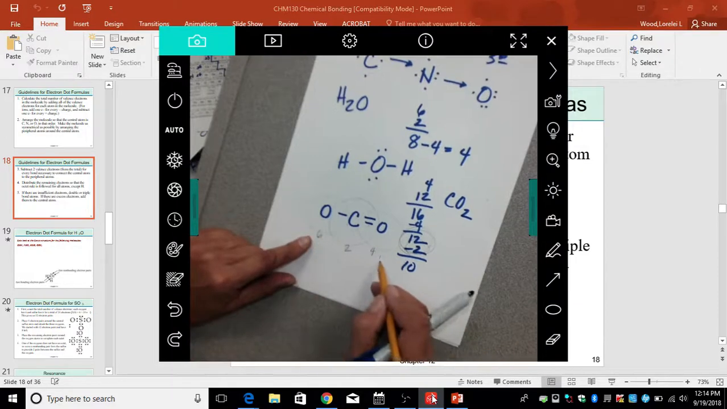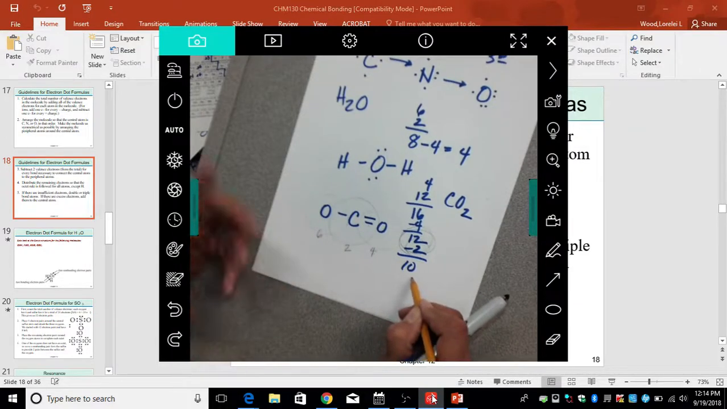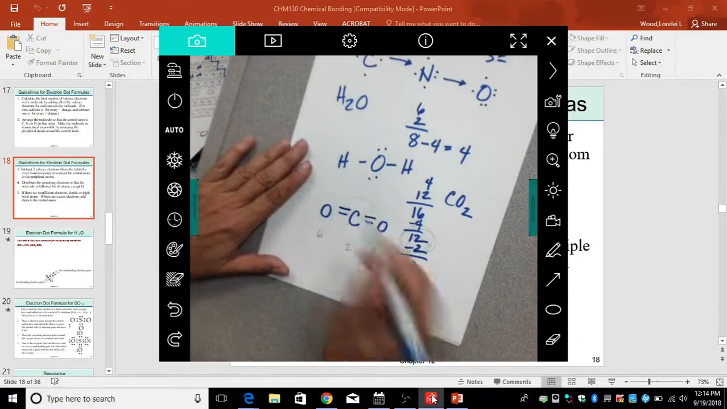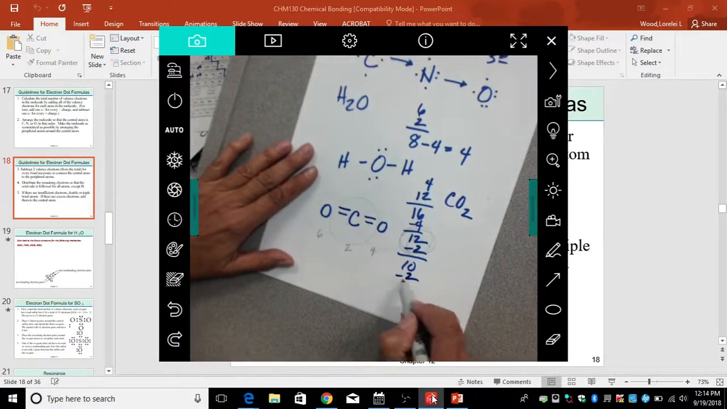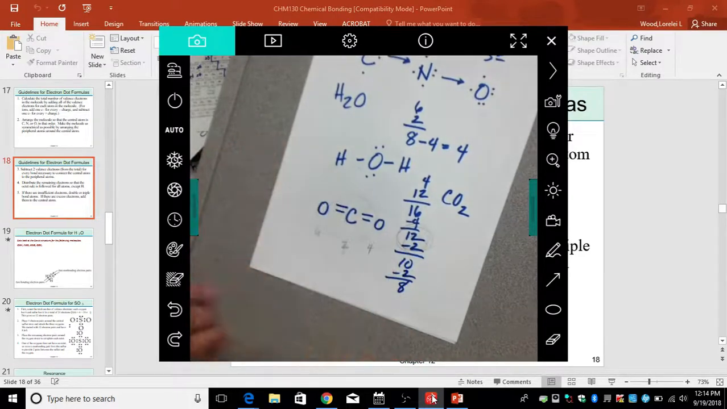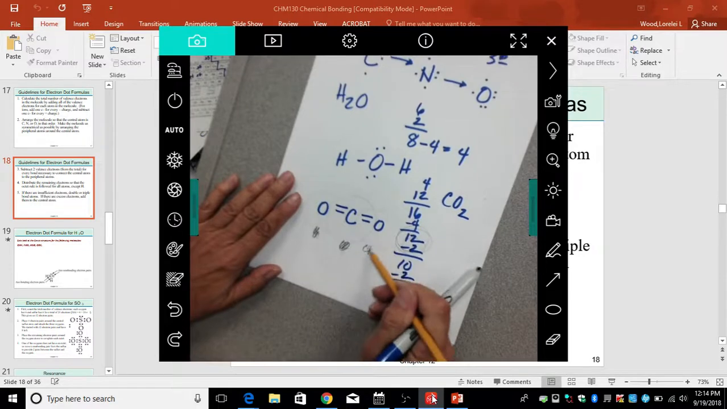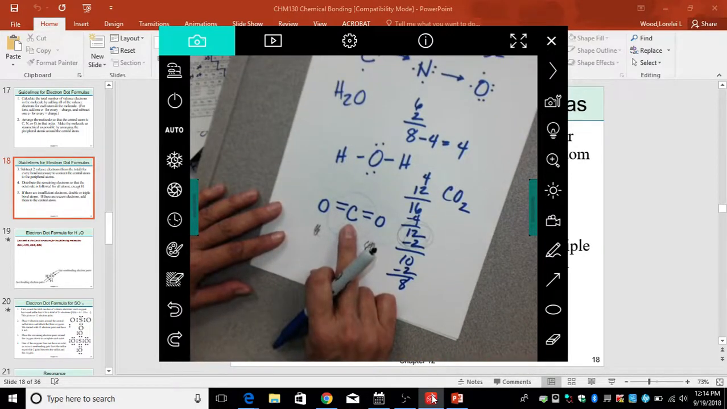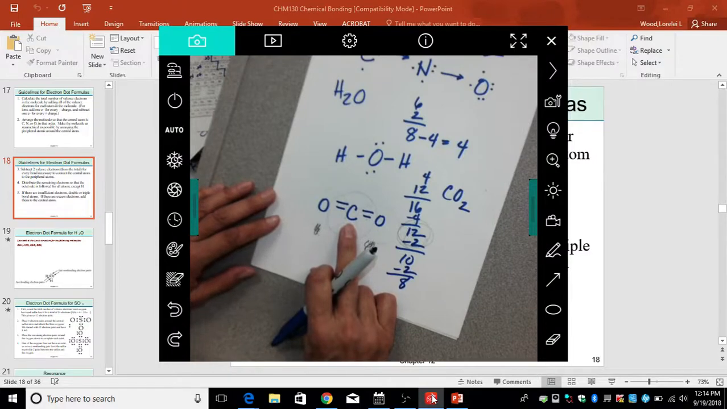So I need 6, 10, 12. I only have 10. So what should I do? Double bond the other side, right? So we're going to do a double bond there. I'm going to subtract 2 more for the bond I just made. I got 8 left over. I'll just scribble those out. All right. Is carbon happy now? Carbon is ecstatic. Carbon's going, yeah, I'm at the lowest energy state.